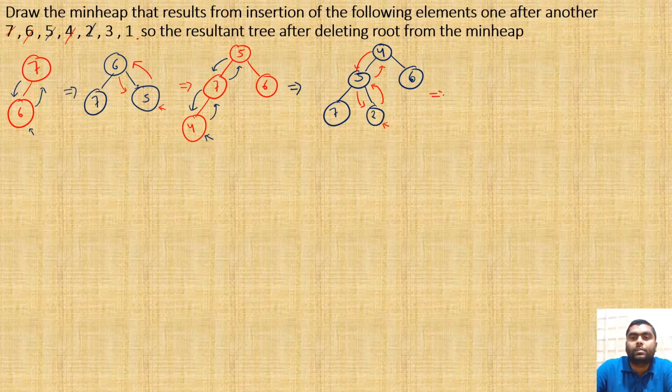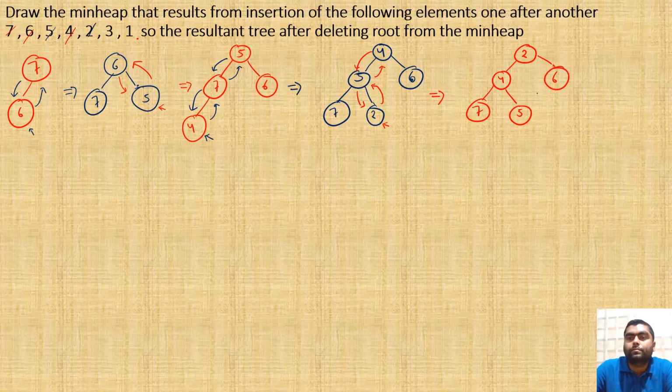So what will be the resulting tree after this? The resulting tree is 2, then the left side is 4, and the right side will be 5. Okay, very simple process, and it is 7, and the right side is what? The right side is 6. Okay, fine. So the next element is what? The next element is 3. So 3 will be on the left.